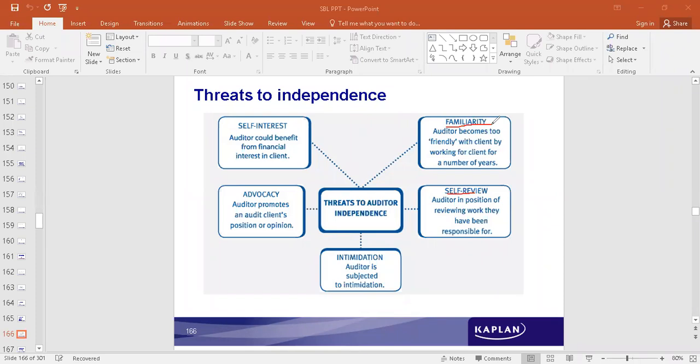Self review: the auditor is in a position of reviewing the work they have been responsible for. So, in some capacity, the auditor is connected with the organization. As part of giving his independent view, it may include reviewing his personal work also. So maybe his personal work would be highlighted, and then he will become responsible for that. So to avoid that, the auditor may not give a fair view. So that is self review.